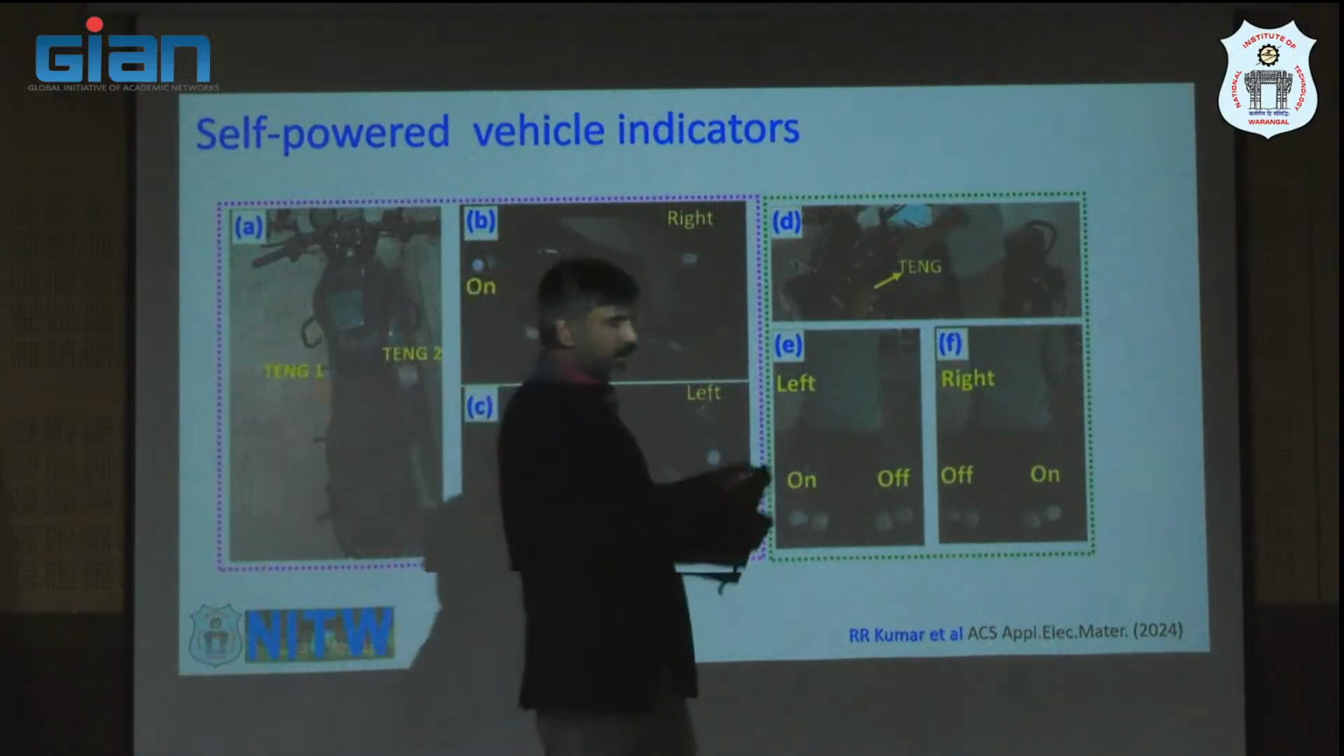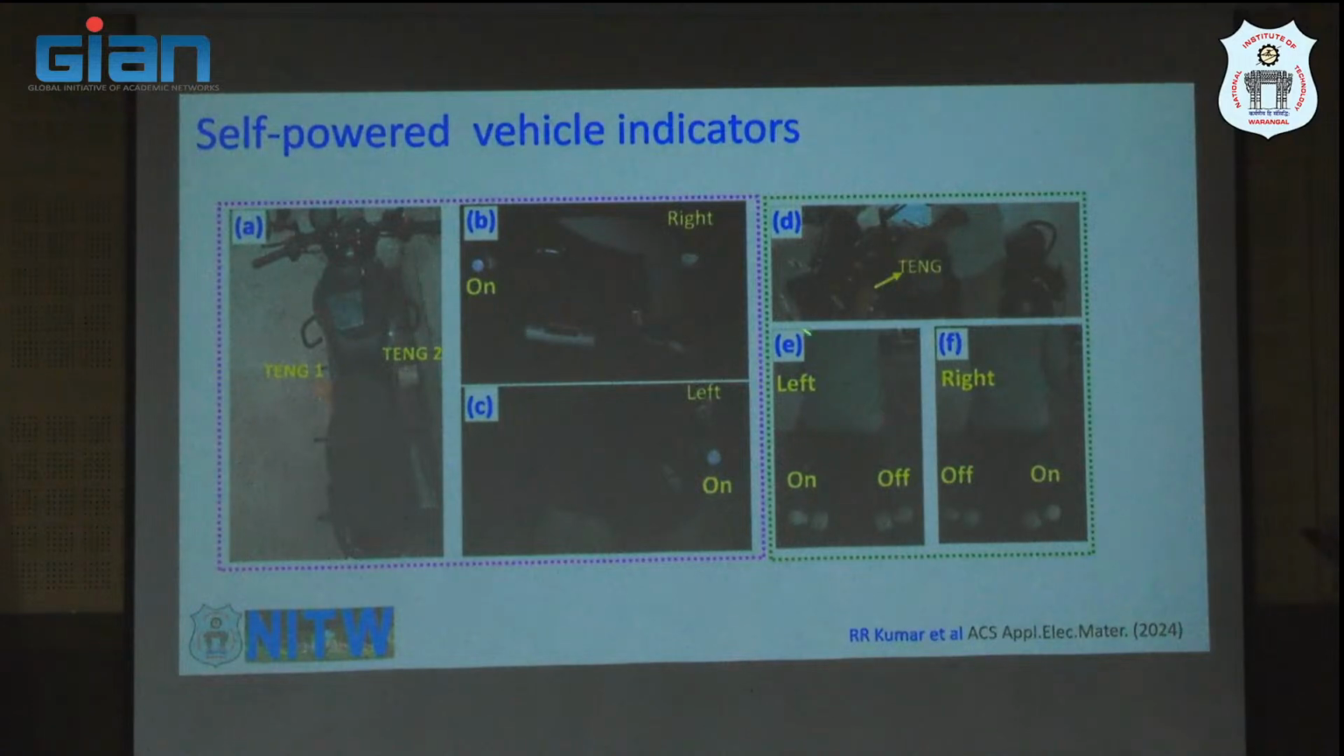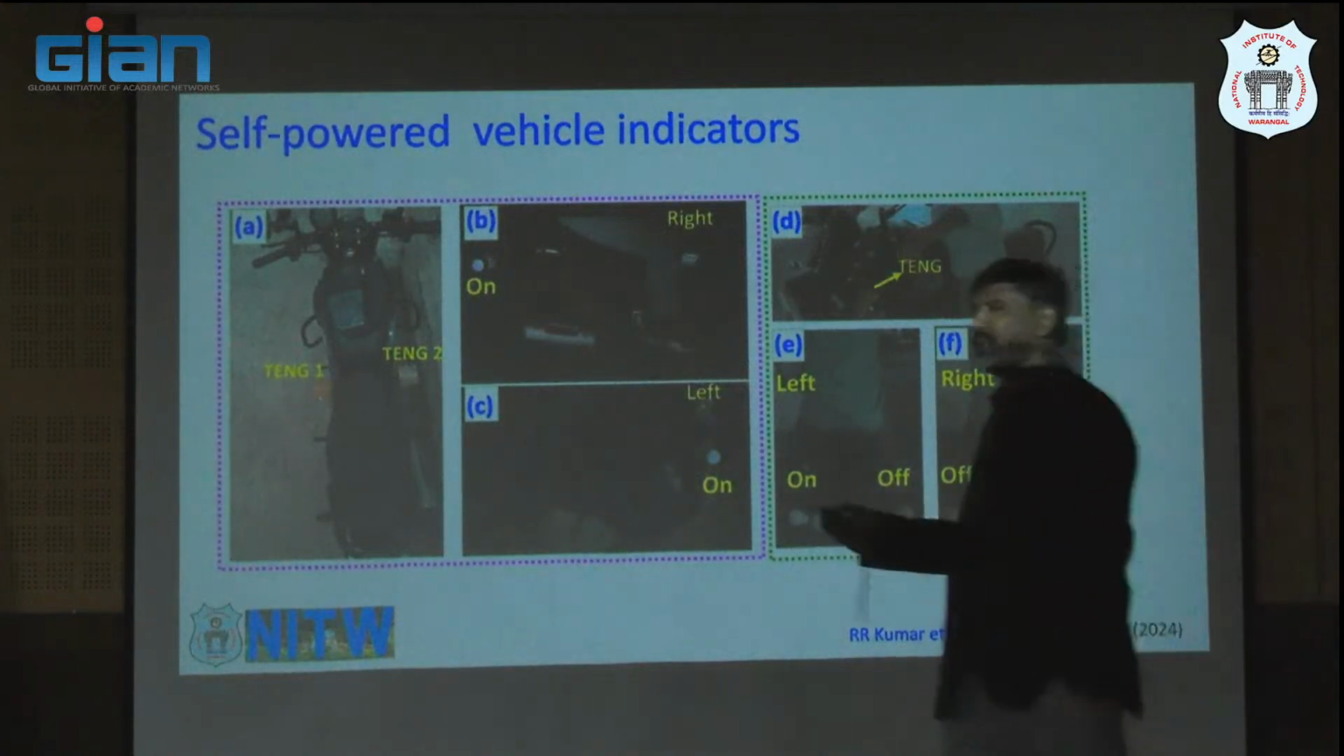The moment your handle is slightly turned left or right, immediately the light at the back side turns on. In this case you are taking a left turn, you can see the left LED lamp is on. In this case right turn, this LED is on. Or else if you want to give advance indication of a left or right turn, you can always press this TENG device 3-4 times with a leg. It will give an indication that I am taking left or right.